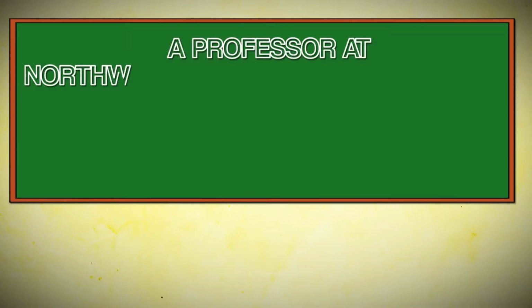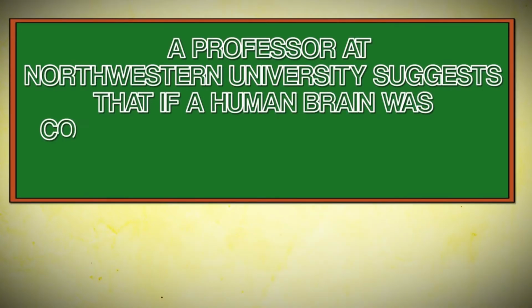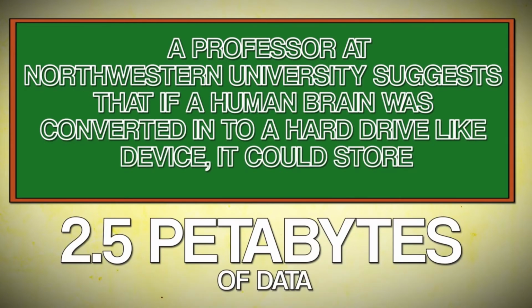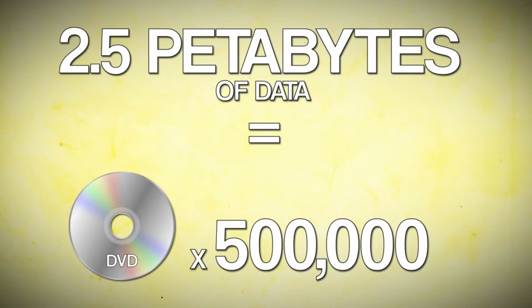A professor at Northwestern University suggests that if a human brain was converted into a hard drive-like device, it could store 2.5 petabytes of data. That equals more than 500,000 DVDs or 100,000 Blu-ray discs.